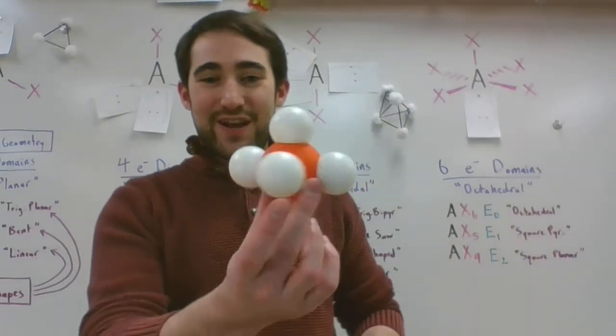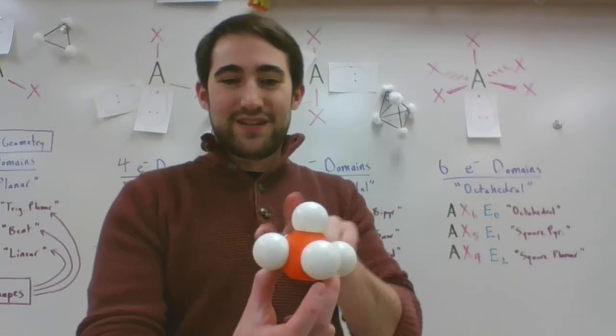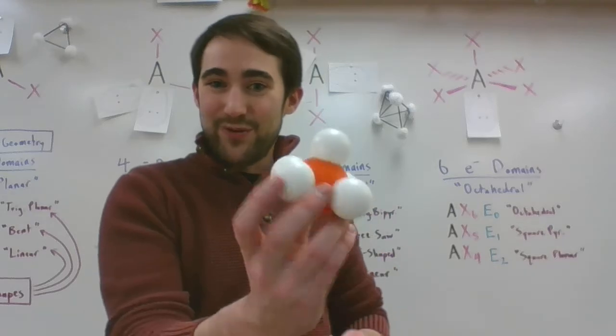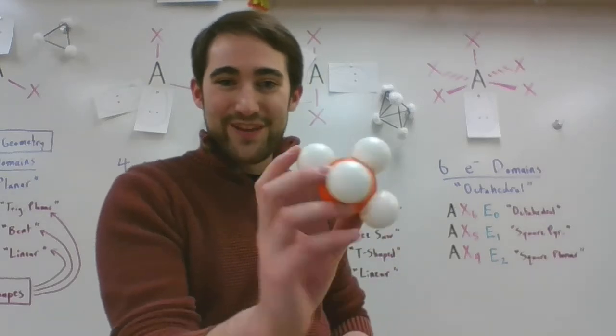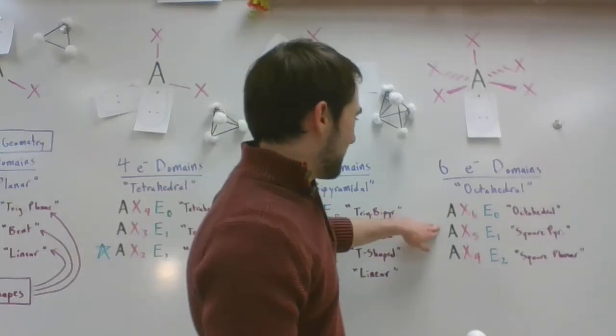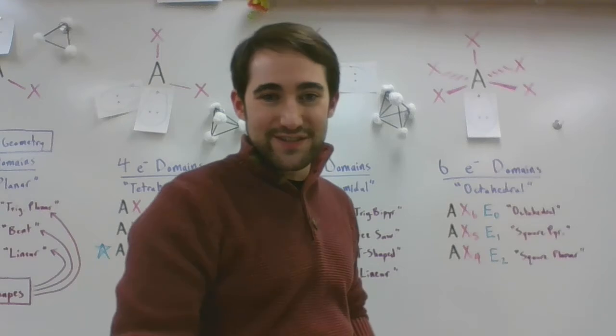Because you end up with a square on the bottom that goes up to this top atom, which is like saying it's a pyramid. So square pyramid or square pyramidal is what we call this. That's our shape for AX5E1 if we have one lone pair of electrons in there.